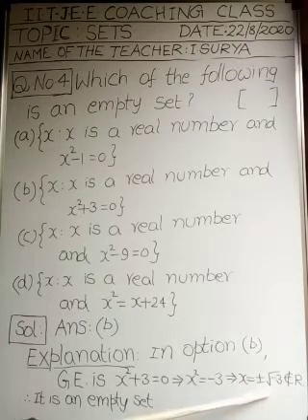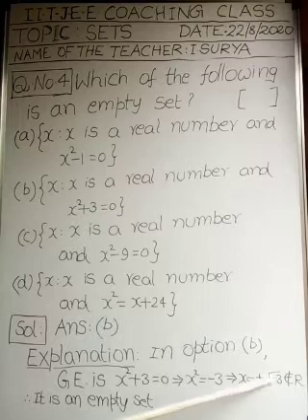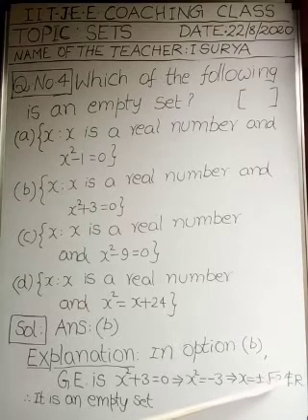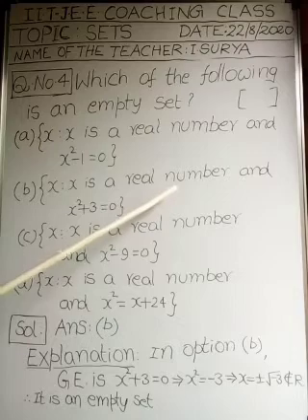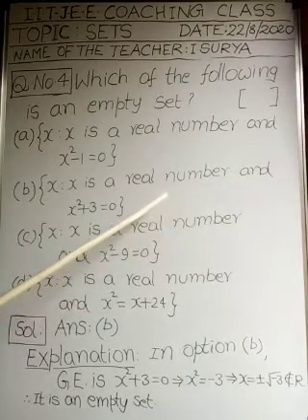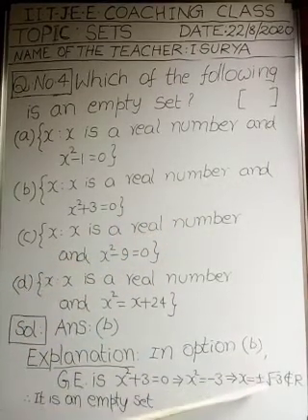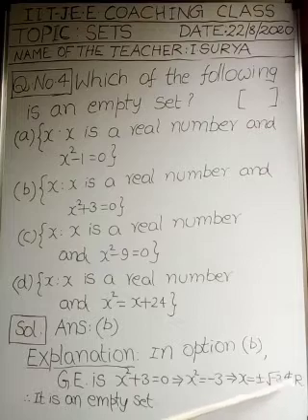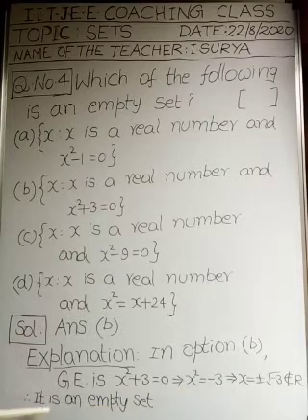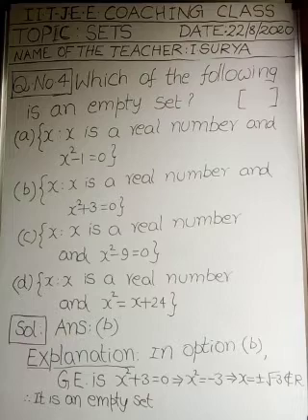Understood this step, my dear children? Right. If you observe this number, this is not a real number. But what is given? It is a real number. This set is of real numbers. So this x value is not a real number. Therefore, this set is an empty set. Understood, my dear children? Right.